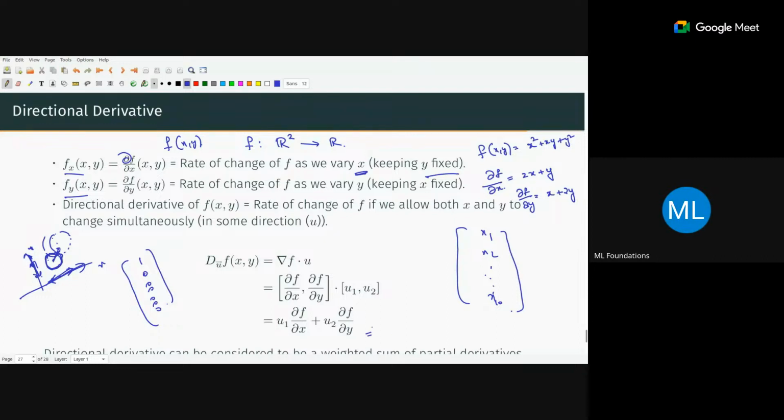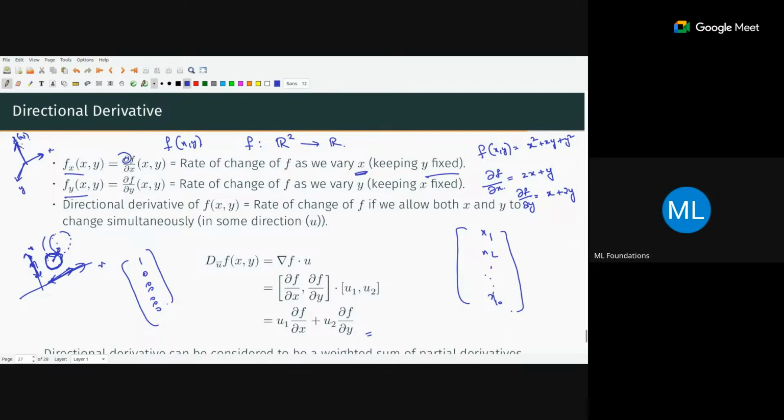Okay, let's not go into the depth of R4. At least we are in R2 only, right? So we will have an R3 picture. One axis is for f of x, y, and the other two are x and y. So treat it like this: there is a third axis which is the function value.